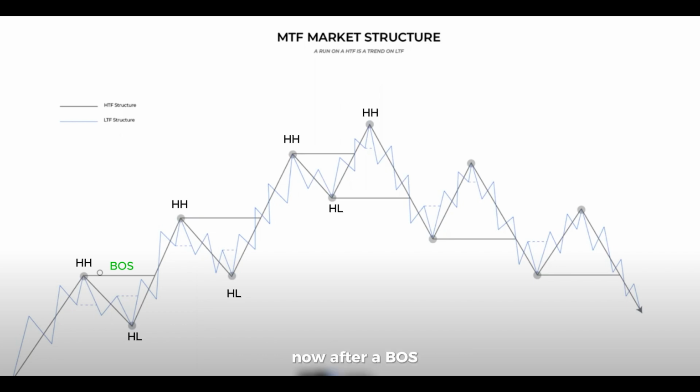Now, after a BOS, you can expect a pullback. But how do you know when the pullback starts? You wait for an internal bearish CHoCH to appear. It's marked as a dotted line on the chart. When that bearish internal CHoCH shows up, that's your signal that the pullback has started.